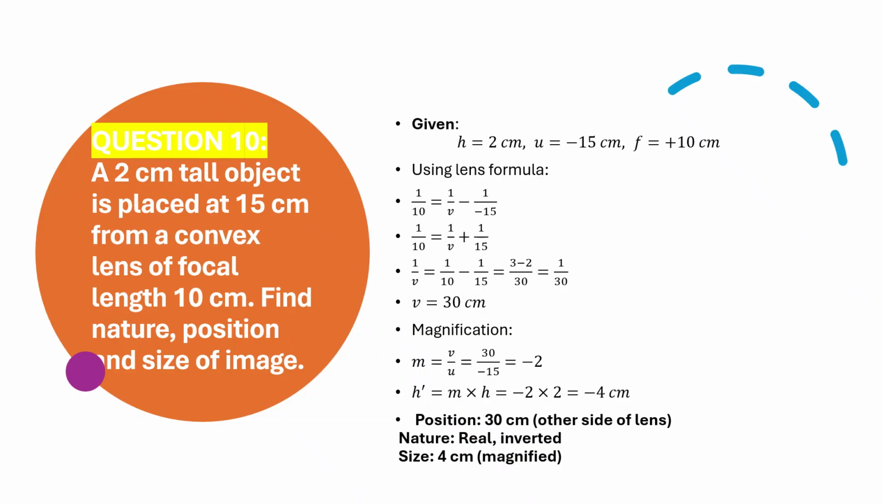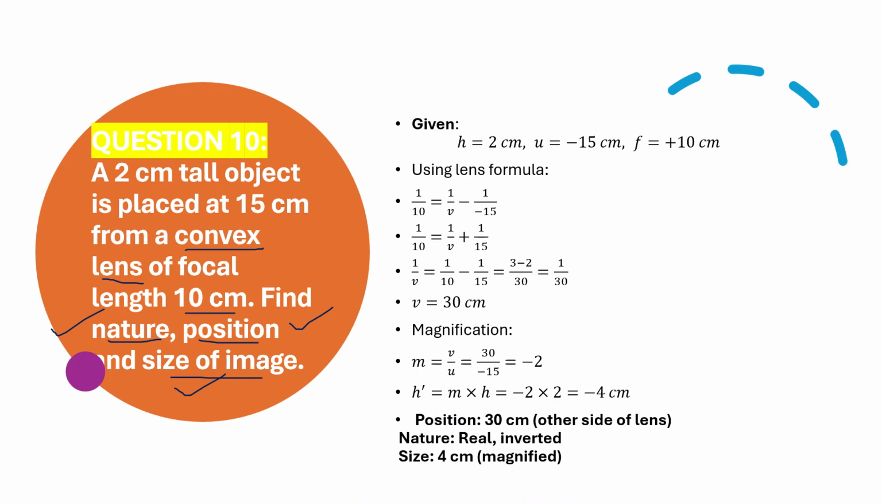A 2 centimeter tall object is placed at 15 centimeter from a convex lens. Which lens here? Convex. In the previous it was concave. A focal length 10 centimeter. Find the nature, position and size of the image. These three things, students, you have to remember. Nature, position and size is always asked in exam.